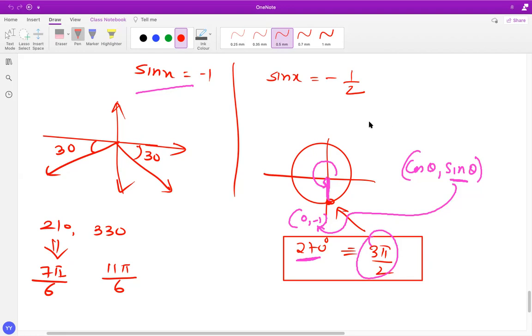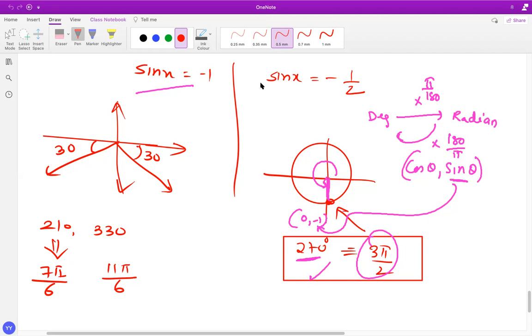Just in case you don't know how to convert from degrees to radians: to convert degrees to radians, you multiply by pi over 180, and to convert radians to degrees, multiply by 180 over pi. So this is the first angle.